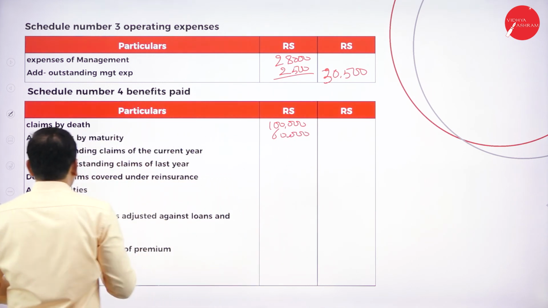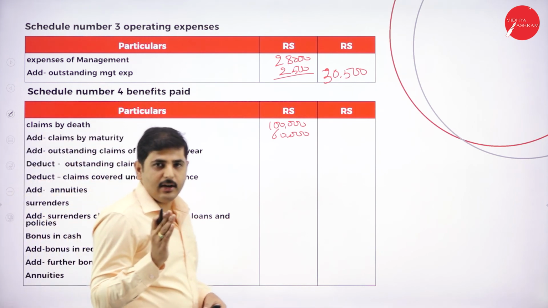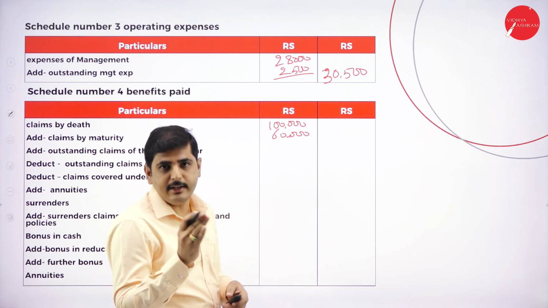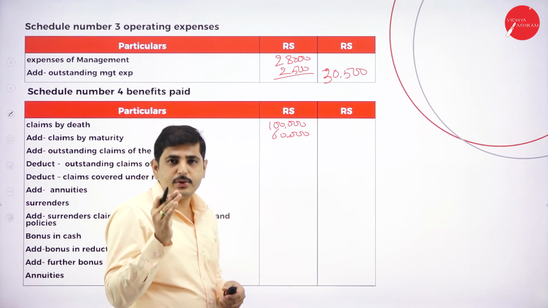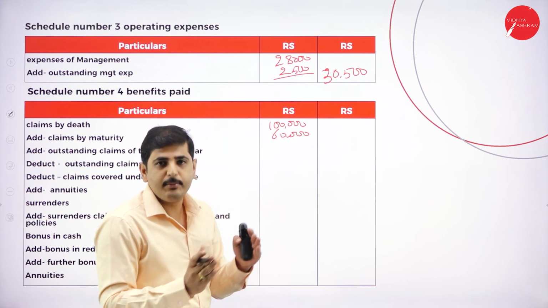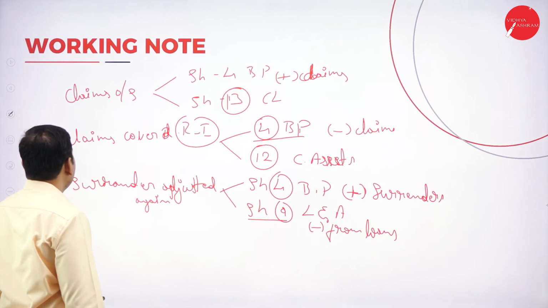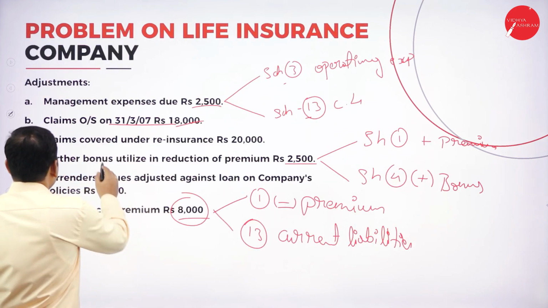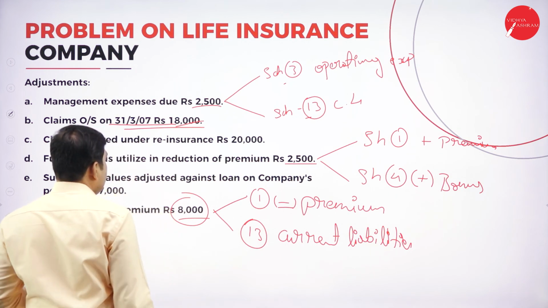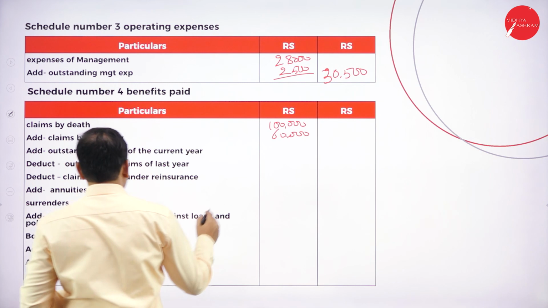Next one, add outstanding claims of the current year. So any outstanding of the current year we should add. If you have any previous outstanding, it should be deducted. Keep this in mind: outstanding of the current year we should add, outstanding of previous year we should deduct. Outstanding of the current year will be given in the adjustments. See, claims outstanding on 31st March 2007, 18,000. We can add this 18,000.